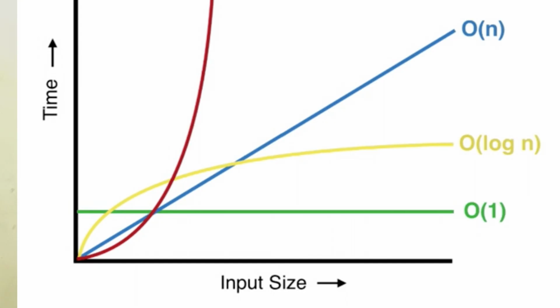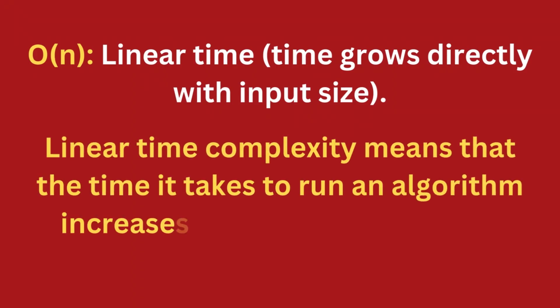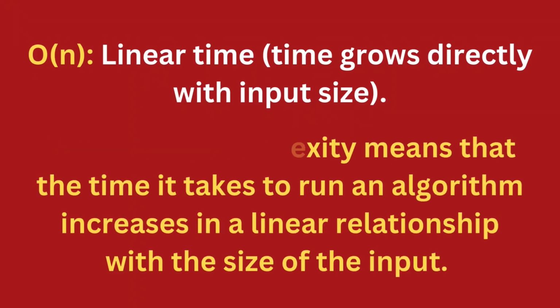Second is O(n). O(n) means linear time. It means the execution time grows linearly when the input size increases. If the input size is increasing, the time of execution will also increase, which is directly proportional to the input size. If the input size is increasing by 5, then obviously your time will also increase by 5.